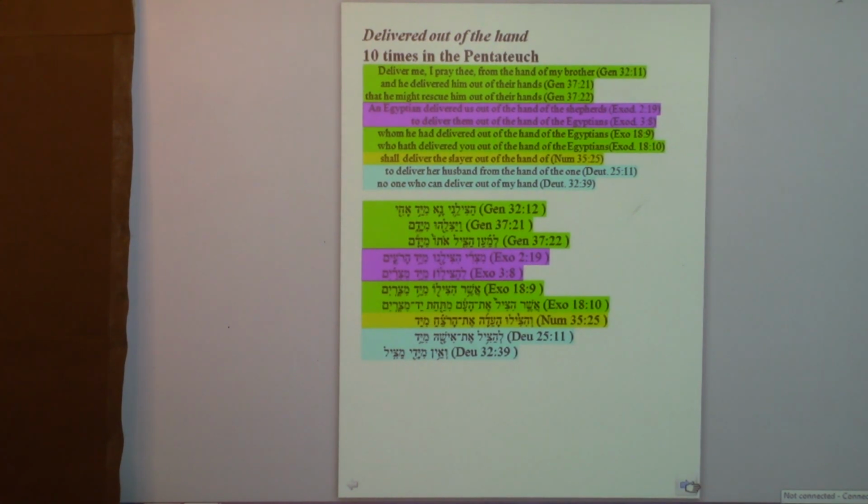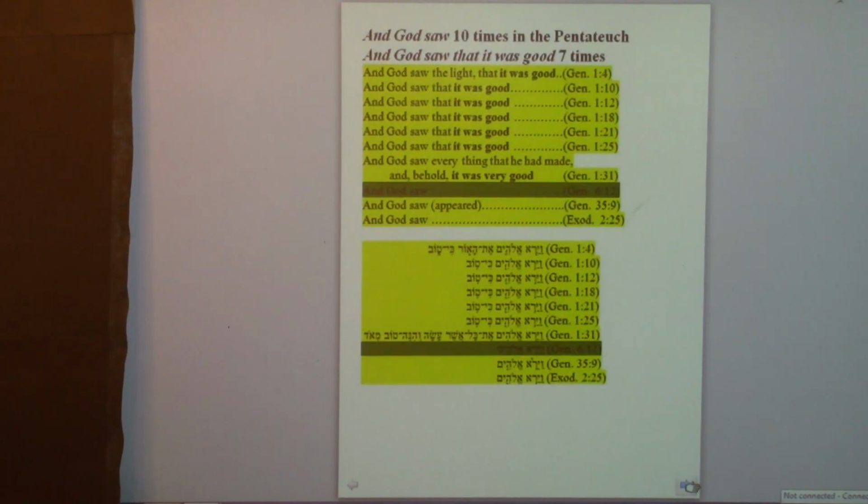Delivered out of the hand, 10 times. Again, look at that spread. That phrase repeats 10 times. It's in Genesis, Exodus, Numbers, and Deuteronomy. And God saw, that phrase 10 times, and God saw it was good, 7 times.